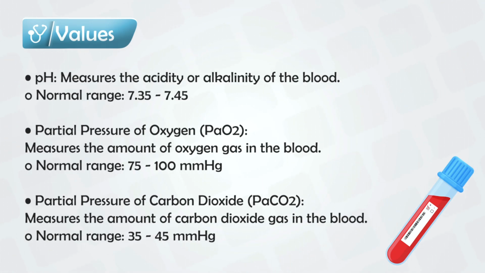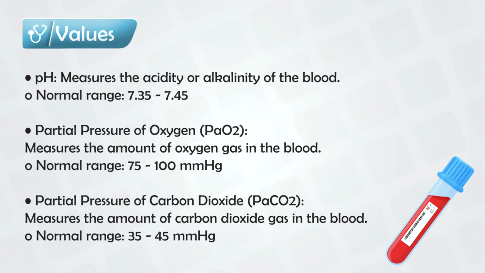Next, we have the partial oxygen pressure, and this is essentially how much oxygen you have in your blood. Not oxygen associated with hemoglobin, but oxygen dissolved in the blood. And this should be from 75 till 100. If it is decreased, less than 75, it can indicate problems in breathing.